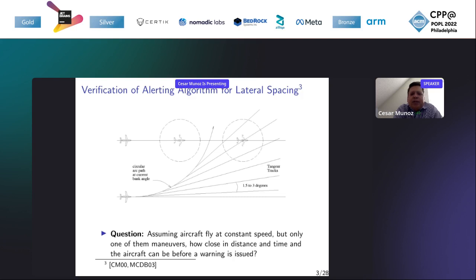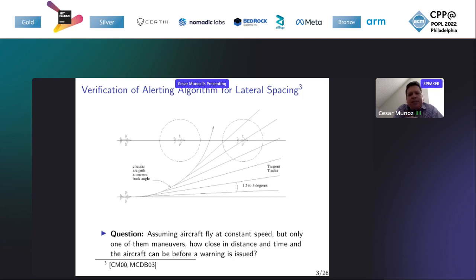So what are the fan of trajectories that are considered for the intruder? In the algorithm, straight line trajectories and trajectories that are tangent to a circular arc path at a given constant bank angle. So the question that is asked about this algorithm is, assuming some dynamics for the aircraft, like constant speed, how close in time and how close in distance can the two aircraft be before a warning is issued?